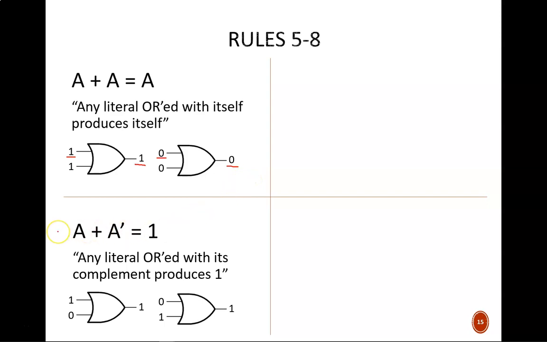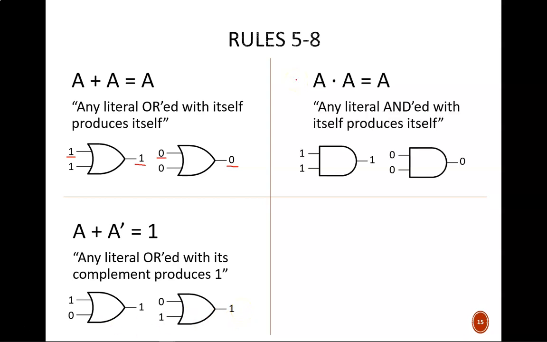Rule 6 includes a complement. It says that any literal ORed with its complement produces 1. Notice that when the inputs are complements of each other, we are guaranteed to have a false ORed with a true, and that always makes true.